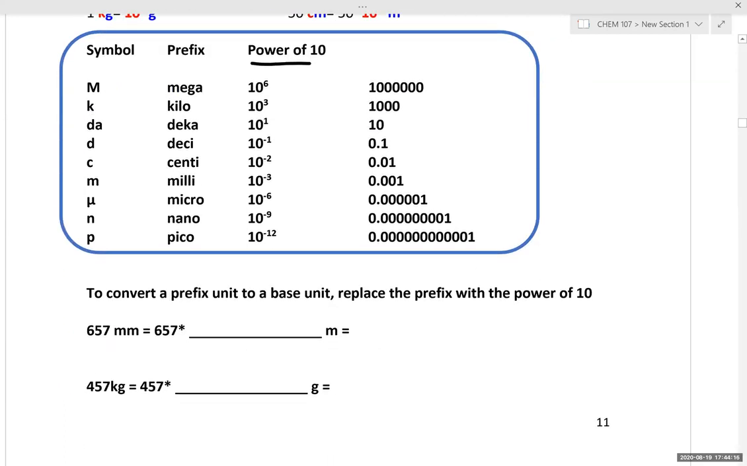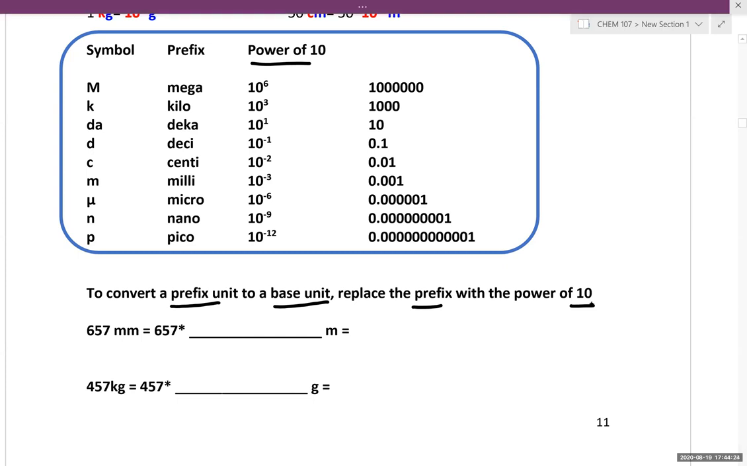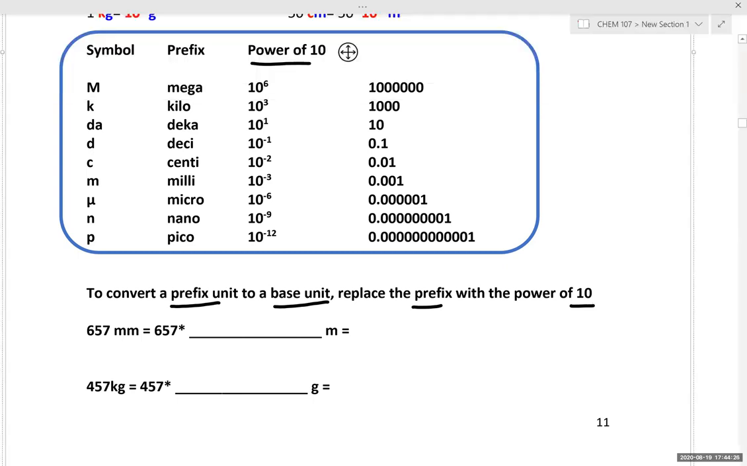And this is really cool. If you want to convert a prefix unit to the base unit, all you do is replace the prefix with the power of 10. So let's do an example of this. 657 millimeters. Does everyone see this M prefix? This M prefix corresponds to milli. And what power of 10 does the milli prefix correspond to? What power of 10 do we see in our table?